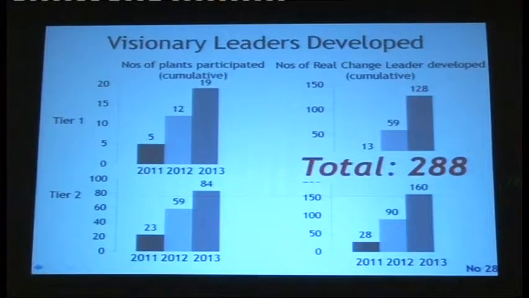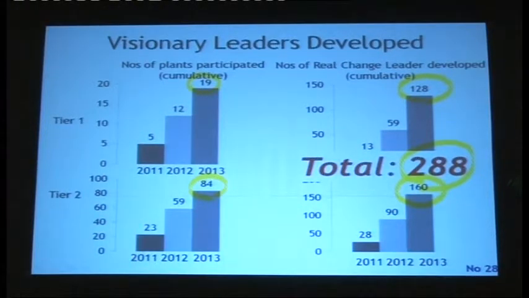For the past 3 years, the total number who participated in this VSM program: tier one is 128 participants, and the number of companies was 19. Then tier two, 84 company brands, 160 participants. So now in total we have 288 visionary leaders in these areas.